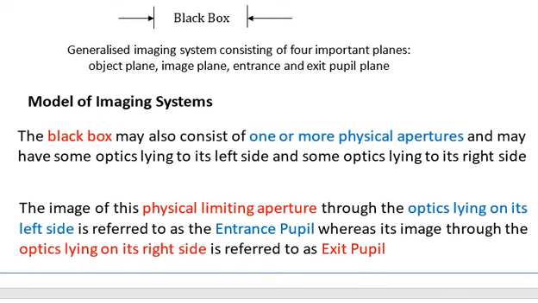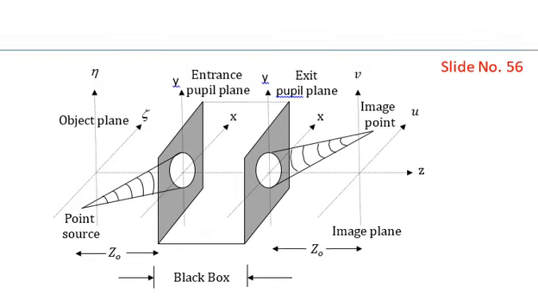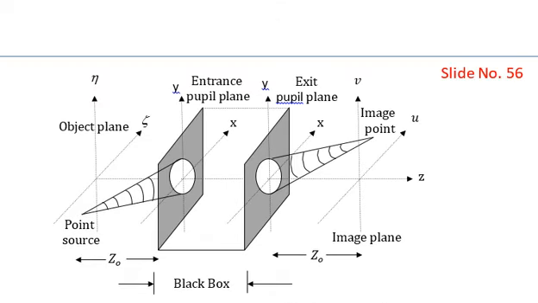Model of imaging systems. The black box may consist of one or more physical apertures and may have some optics lying to its left side and some optics lying to its right side. So you see that the black box may contain some physically limiting aperture somewhere within it. And we shall have some optics on the left side of that limiting aperture contained within the black box, and we may have some optics on the right side of that limiting aperture within the black box.